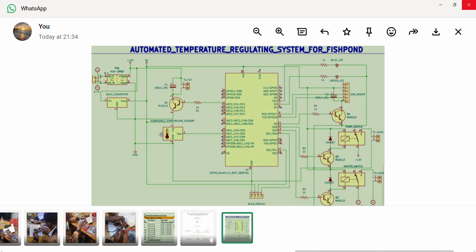The temperature sensor uses 5 volts. And also here, this end, the ground is also connected to the ground. Then the output, because it gets its input from the 5 volts, 5 volts is our input. Then the output of the sensor will be connected to the controller here, which is the ESP32.